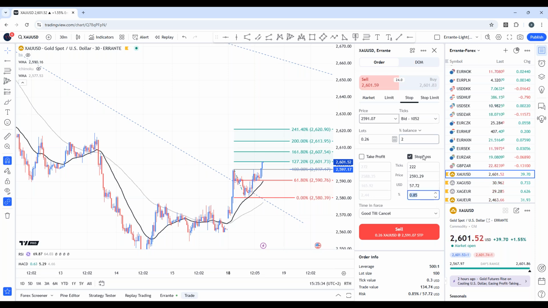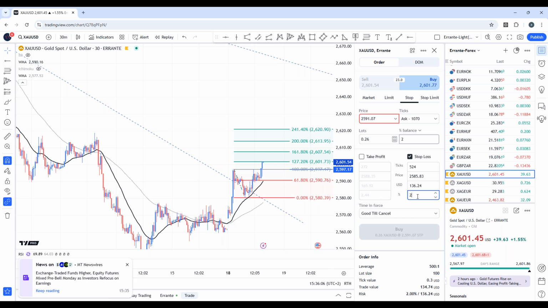And then when I want to choose my stop loss, I have different options. I can set it in terms of ticks. I can set a predefined price. I can set USD. Let me change it to buy because the market looks more bullish than bearish. And I can set the exact amount of money as my stop loss, or I can set a percentage as well here. For example, let's set 2%. The 2% of my balance, okay?